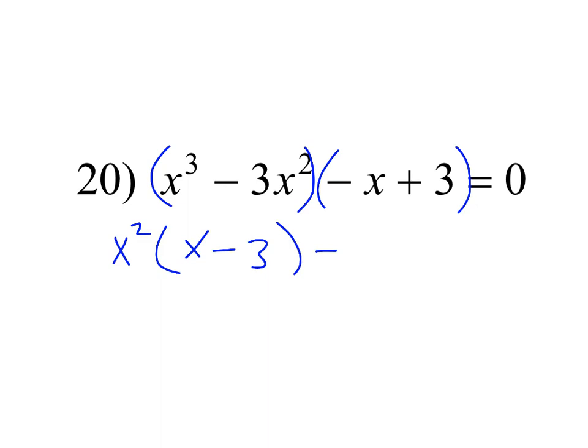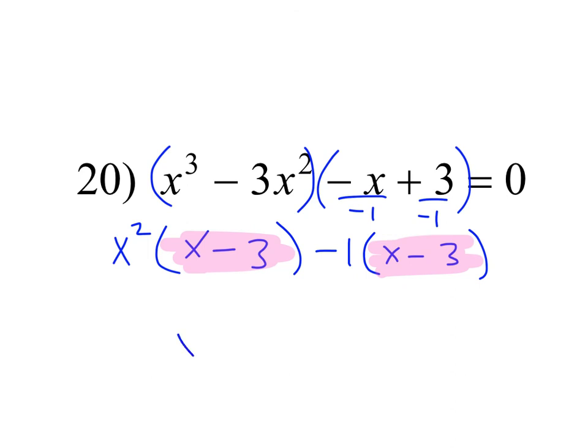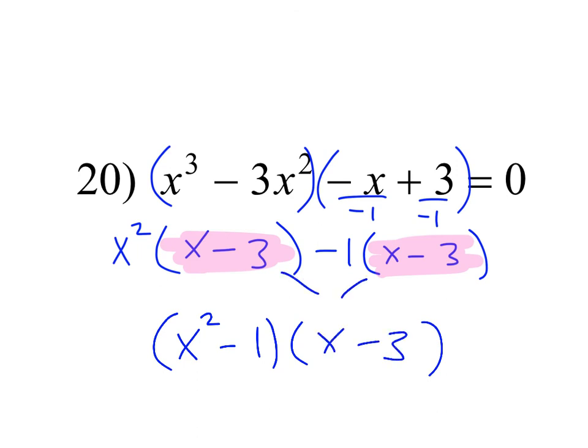Do both of the terms have an x in here? Or negative 1. Negative 1. So we're going to divide both these by negative 1, so we just flip their signs. So this is a positive x minus 3. Are the parentheses the same? Yep, so we know we took out the right numbers. How would we write our answer? X squared minus 1 times x minus 3. Awesome.